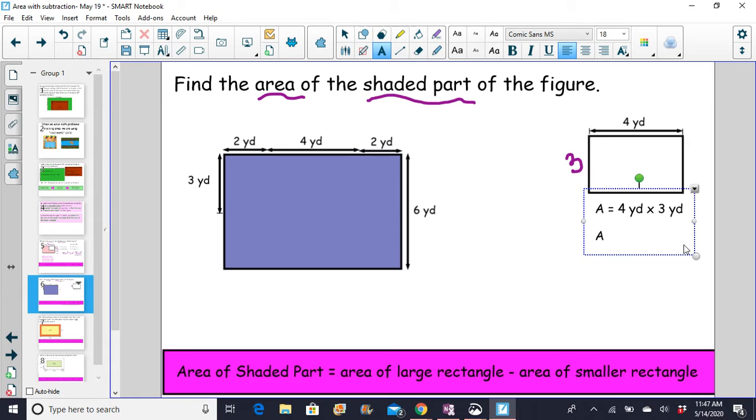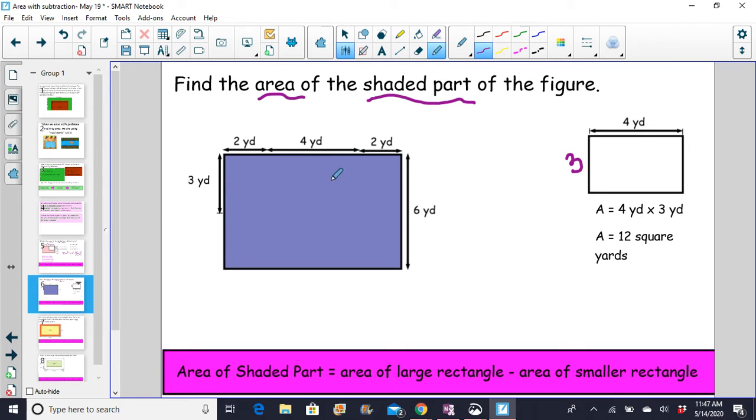So 4 multiplied by 3 gives us 12. Whoops, that's a plus sign. Gives us 12 square yards. Okay. So we've got the white rectangle. Now we have to go to the larger purple rectangle.